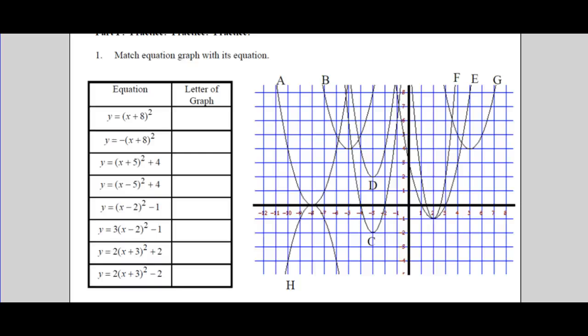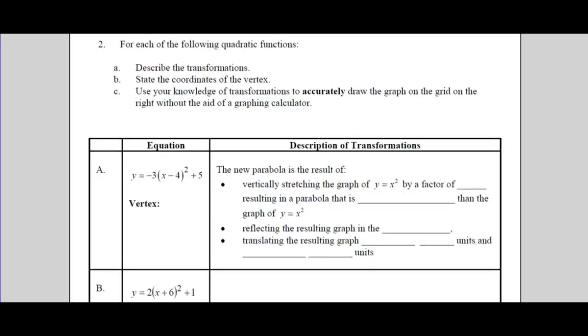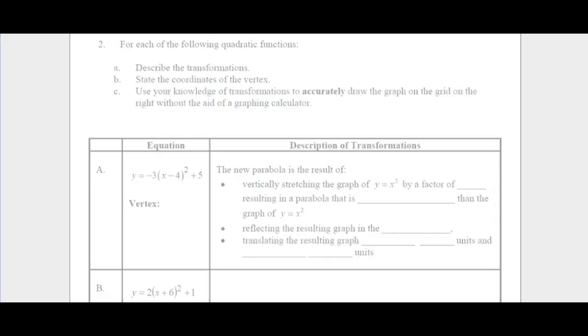So, take a look at these guys. What I'm going to do is just pause it. And there are the answers. I'll leave that up for like 2 seconds. If you're watching the video, you can pause it at this point. For each of the following, describe the transformations. State the coordinates of the vertex. Use your knowledge of transformations to actually draw the graph on the grid without a graphing calculator. So here's the thing, we don't need a graphing calculator.